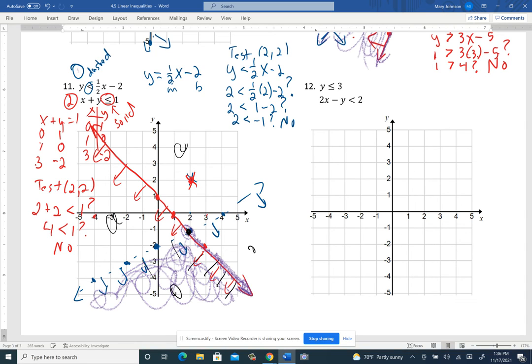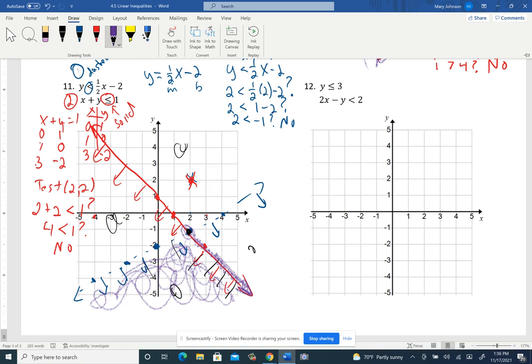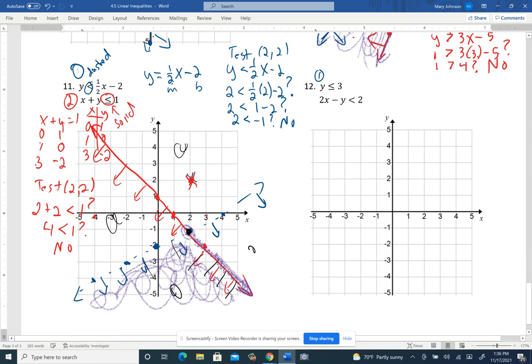All right, and then one more that involves a special line. Okay, so we're going to graph this first line. We're going to graph y equals 3, and it's solid. And y equals 3 means all the y values are 3, so you're always going to be up 3. So it's going to look like that.